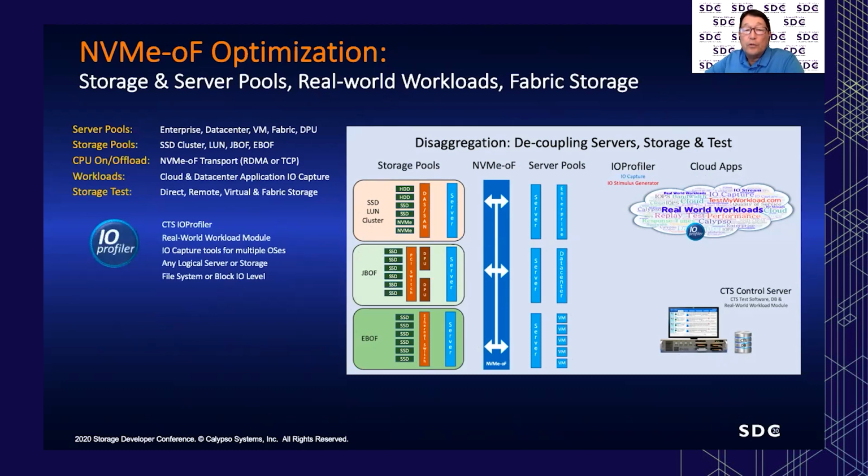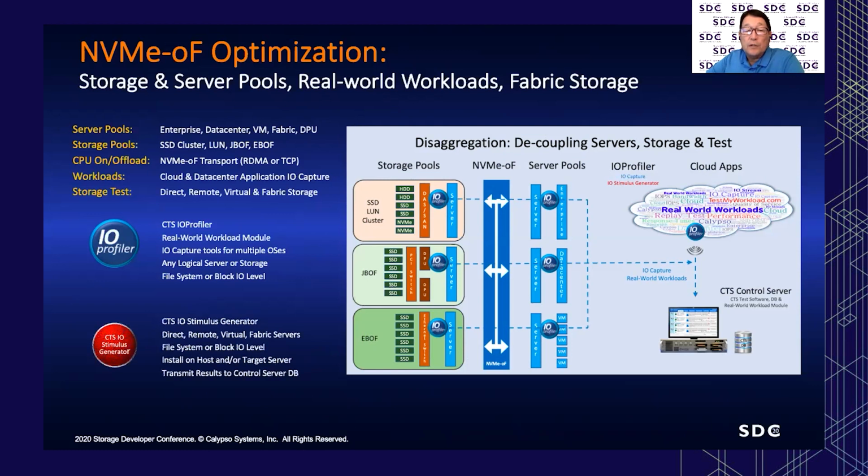The CTS IOProfiler is a real-world workload module that captures real-world workloads on any logical server or storage at the file system or block IO layer. In the illustration, you can see the IOProfiler capturing workloads from the cloud or the server or storage and going to a control server database from which real-world workloads are constructed. Once constructed, we can take a CTS IO Stimulus Generator and place it on any host or Fabric server to transmit test IOs to storage. So if we look at the red IO Stimulus Generators, they can be placed on the host server or target server, or they can be transmitted across Fabric storage from a host initiator across the Fabric to a target server.